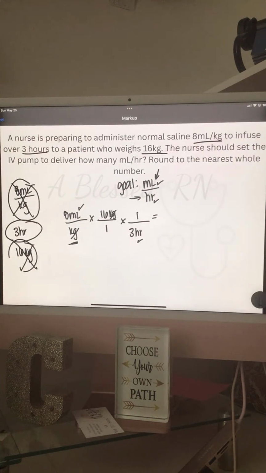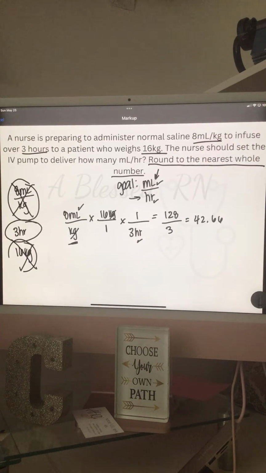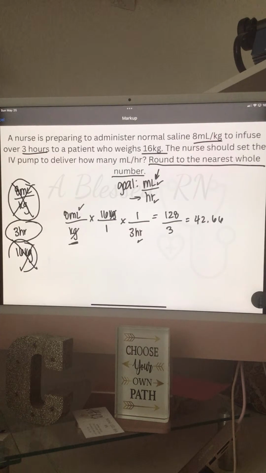So big ups. So 8 times 16 is going to be 128, right? And then on the bottom is 3. Boom. So 42.66 repeating. Round to the nearest whole number, right? What would be our answer if we round this to the nearest whole number? This setup is easy. Oh my goodness. Yes, that is my goal, to make dosage calculations easy so you can defeat it. It won't defeat you. So our answer would be 43 milliliters per hour.